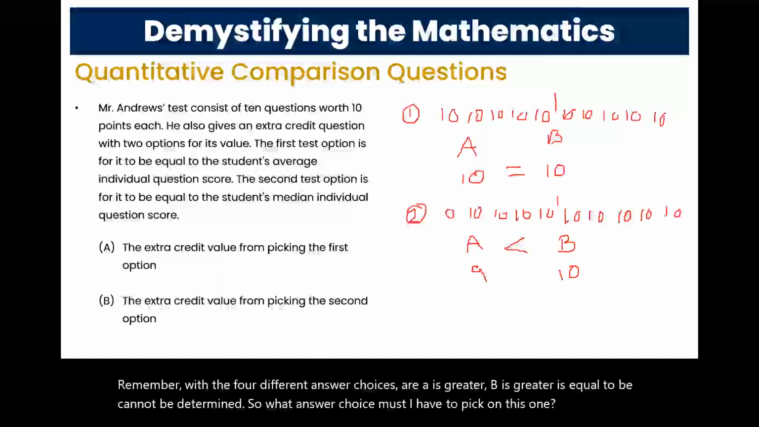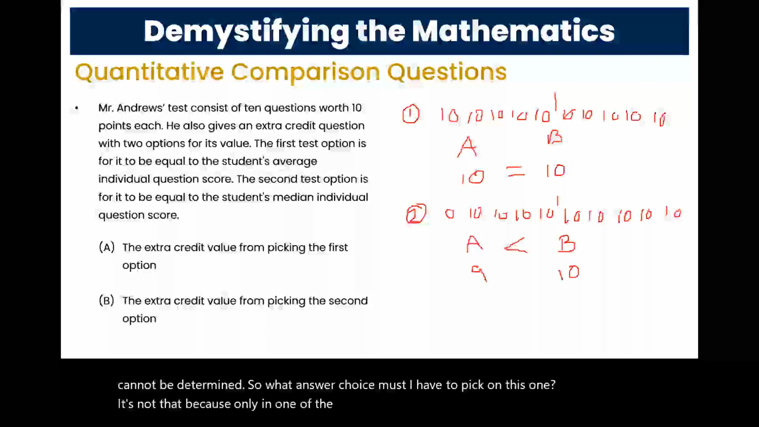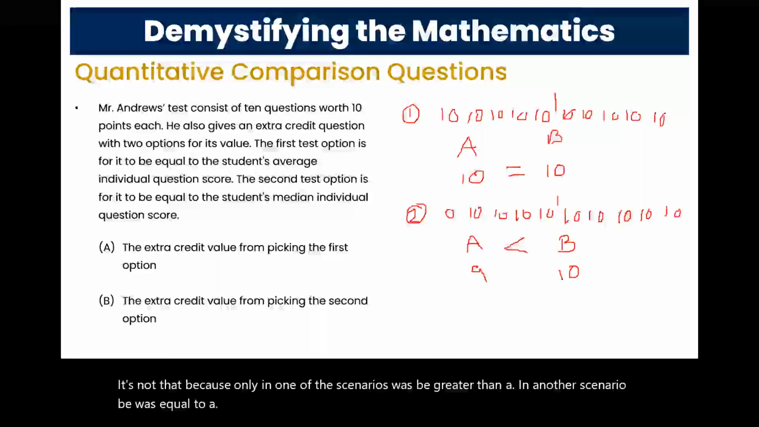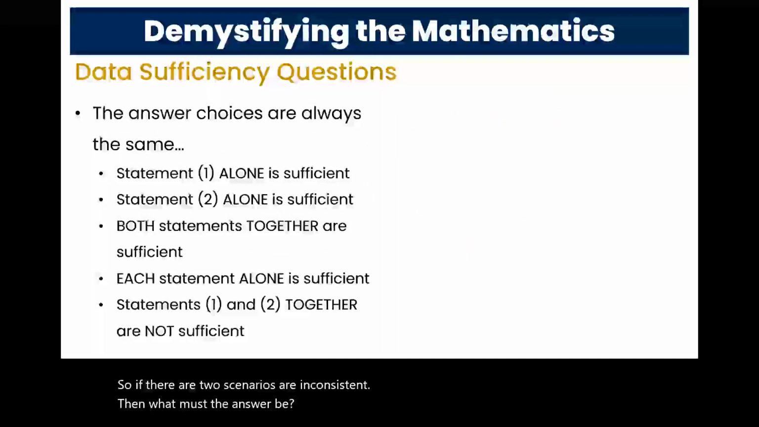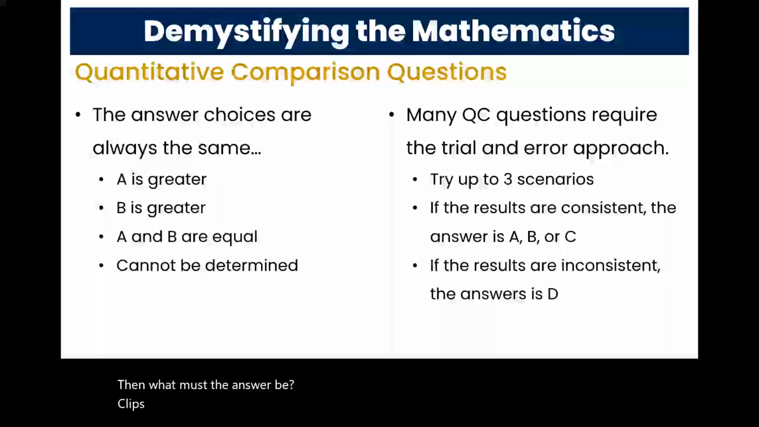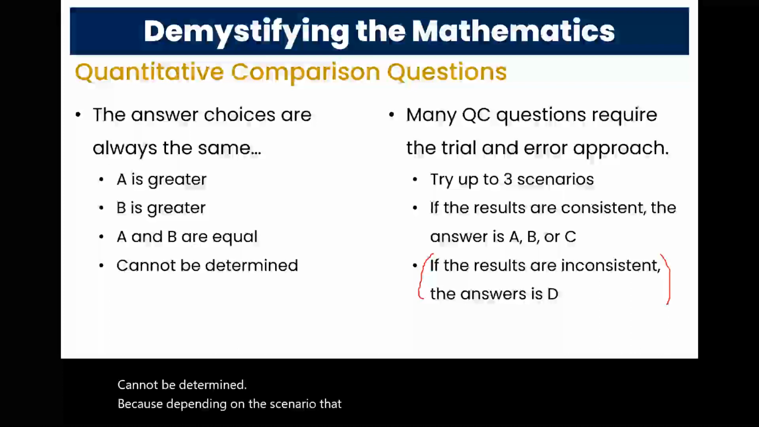And it's not that, because only in one of the scenarios was B greater than A. In another scenario, B was equal to A. So if the two scenarios are inconsistent, then what must the answer be? If the results are inconsistent, the answer must be cannot be determined. Because depending on the scenario that I pick, there's going to be different results.